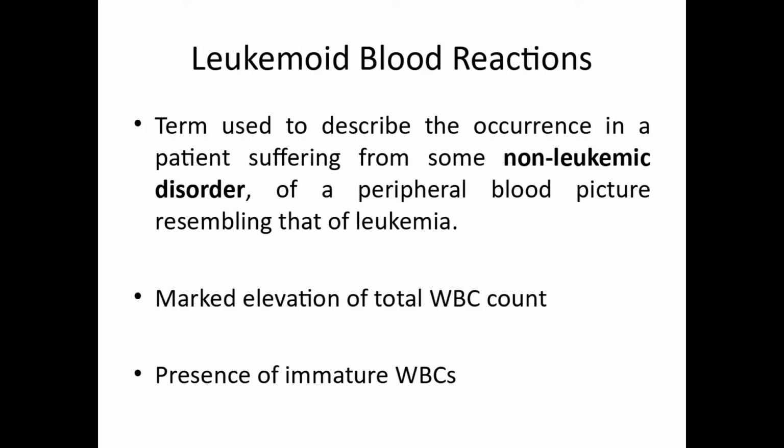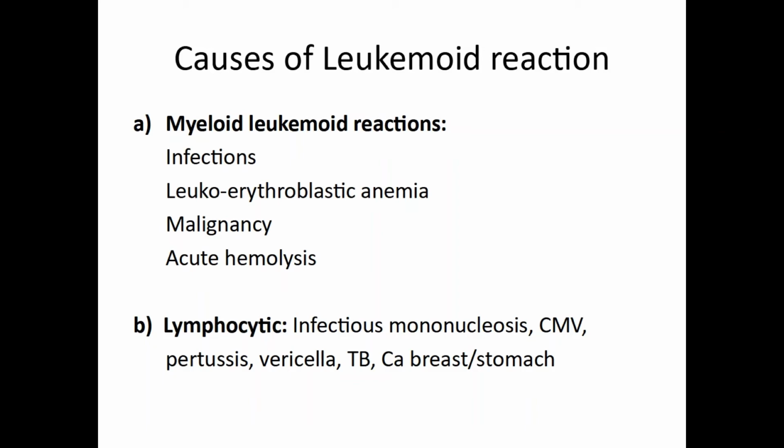In leukemoid blood reactions, there will be a marked elevation or increase in the total WBC count, and there will be presence of immature WBCs. So these are the reasons why they look malignant, but in nature they are not malignant, they are reactive. So there are two types of leukemoid reactions. The first is the commonest one, which is a myeloid leukemoid reaction, and the second one is the lymphocytic leukemoid reaction. Let us see the causes of both myeloid as well as lymphocytic leukemoid reactions.